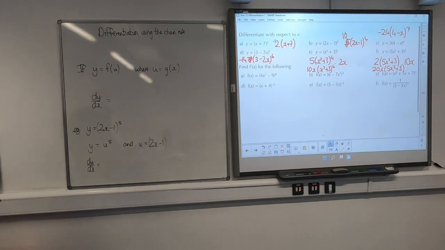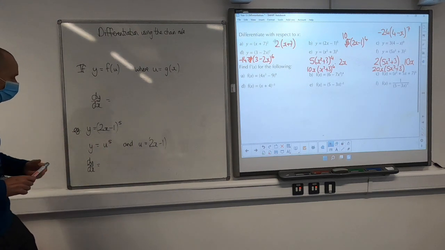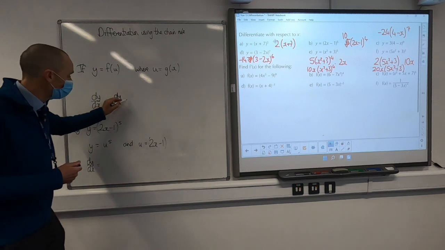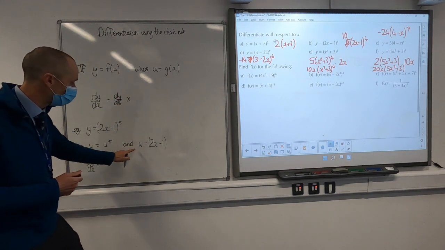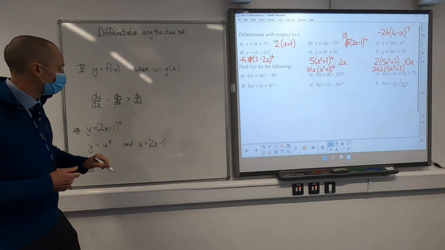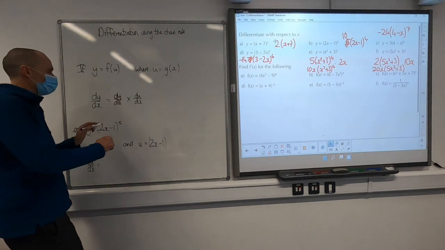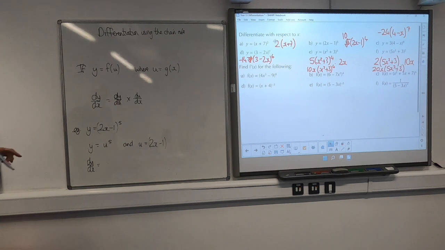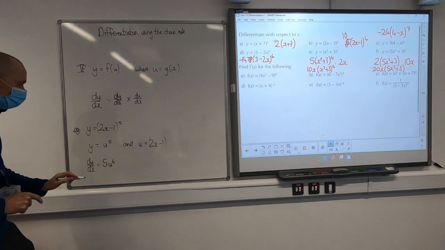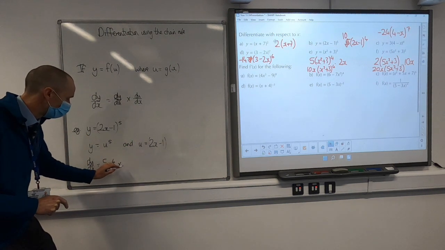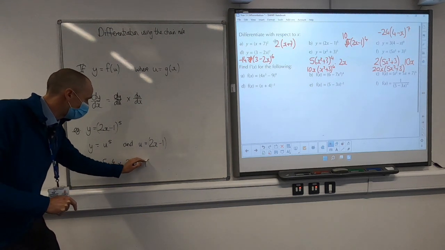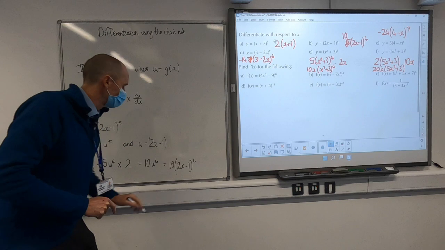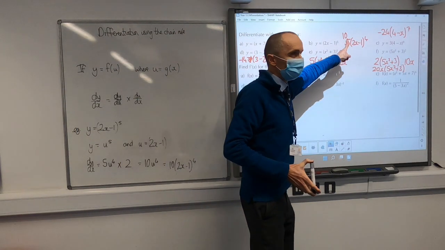If you've got that, you can differentiate it by saying, right, differentiate that, which would give me dy by du, because my variable is u, and then multiply it by what you get when you differentiate that. Now that's u equals something to do with x, so that would be dy by dx. And we know that when we multiply fractions together, we multiply the two numerators and the two denominators, so our du's would cancel out and we get dy by dx. So I would get 5u to the power of 4, that's what I get when I differentiate that, multiplied by 2, which gives me 10u to the power of 4, but u is equal to that. And that's the answer we got, okay?